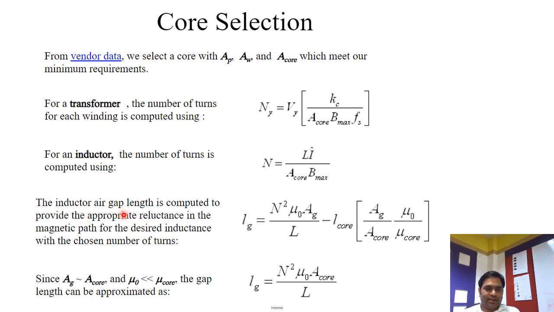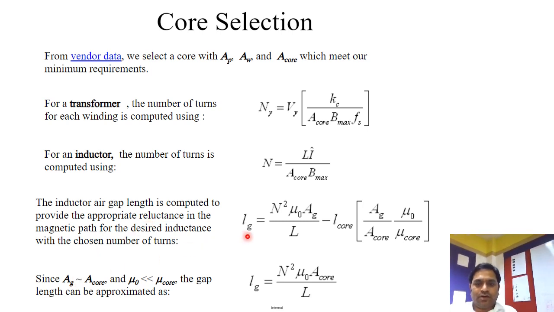The inductor air gap length is computed to provide the appropriate reluctance, because if we put in the air gap, then our inductance will be quite stable over the temperature range and stable over the permeability.